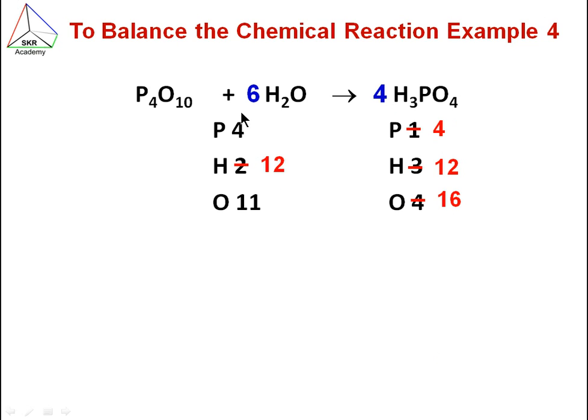And you can see on the left hand side we added 6. So based on this 6, the total number of oxygen becomes 6 plus 10, which is already 16. So now the final balanced reaction is P4O10 plus 6H2O will give you 4H3PO4. So this is the balanced reaction.